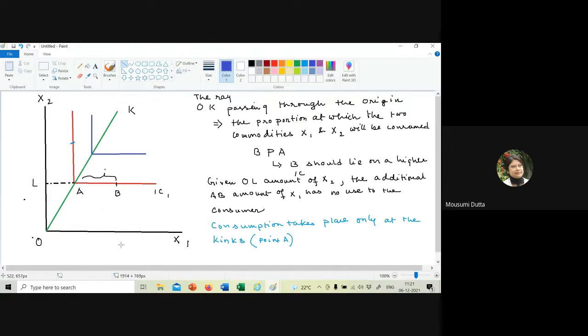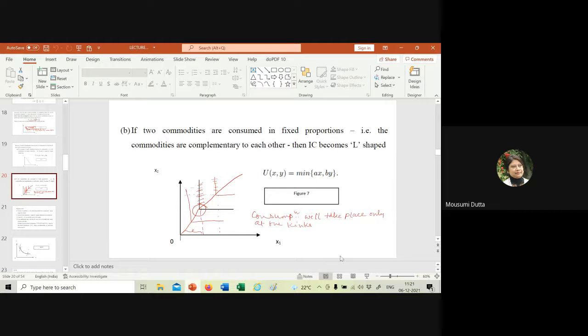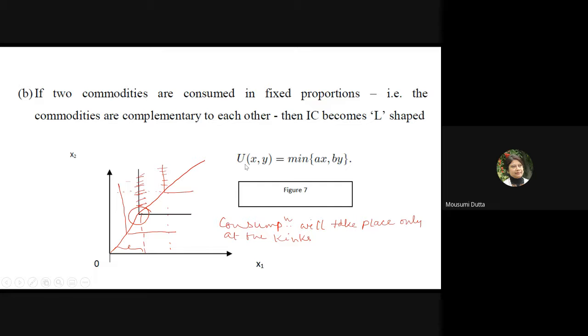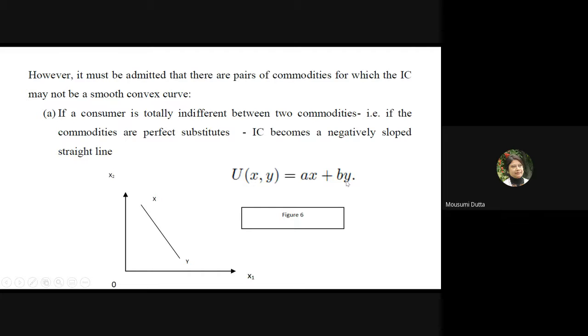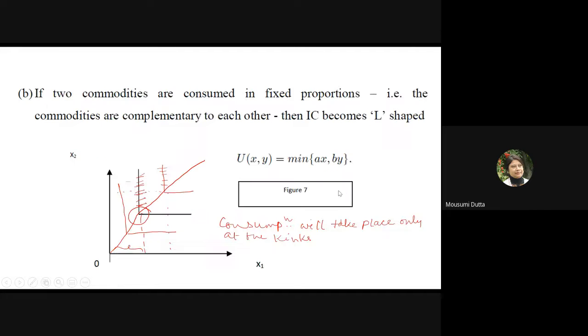Now this kind of indifference curve can be presented using this equation. U of x,y is the minimum of ax comma by. Whichever is the minimum, at that point the consumption will take place. Okay, minimum of ax, by. In the earlier case, it was ax plus by. And here it will be determined by the minimum of the two. Whichever is minimum, consumption will take place at that point, because consumption will be taken together.